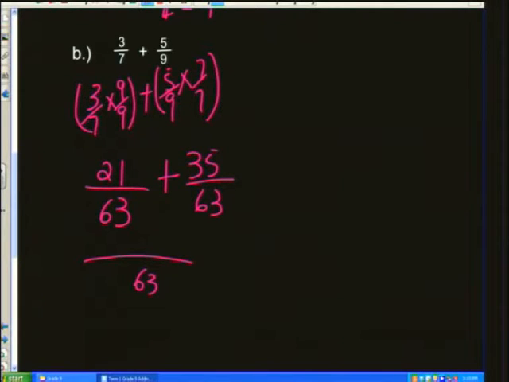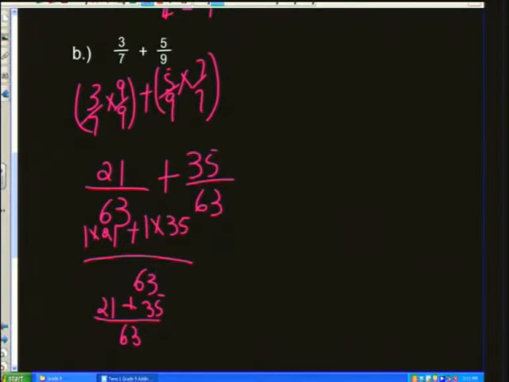So 63 into 63 goes only once. So I'm going to multiply my 1 by my numerator, which is 21, plus 63 into 63 also goes once. Then I write 1 here and multiply it by my numerator, which is 35. Now, 1 times 21 is 21, plus 1 times 35 is 35. Anything multiplied by 1 is that particular thing. So over 63. So I'm going to add.